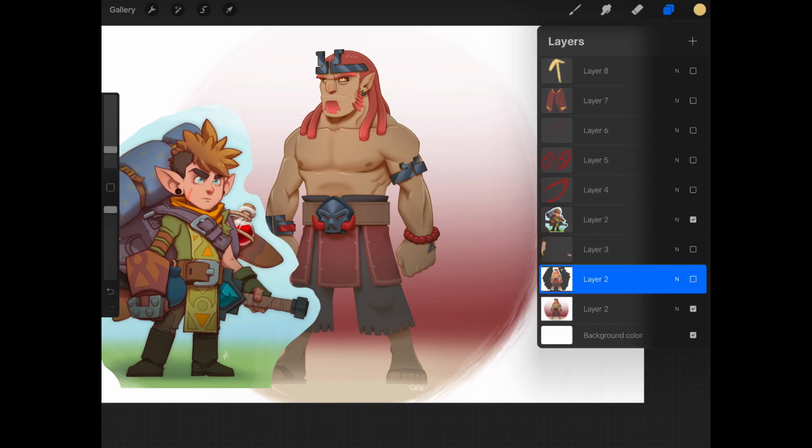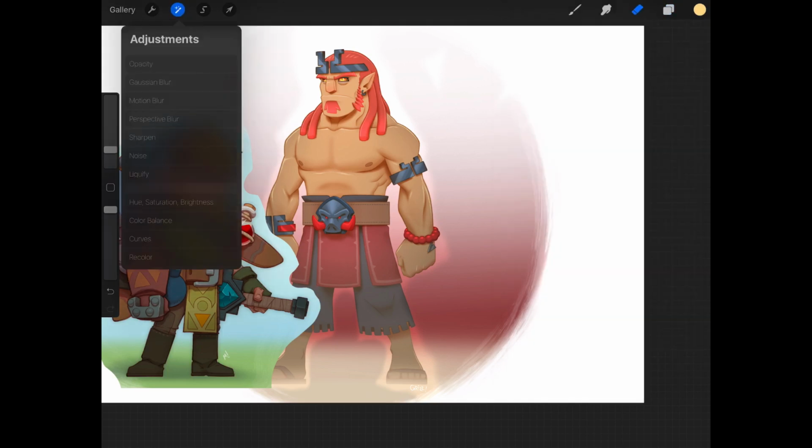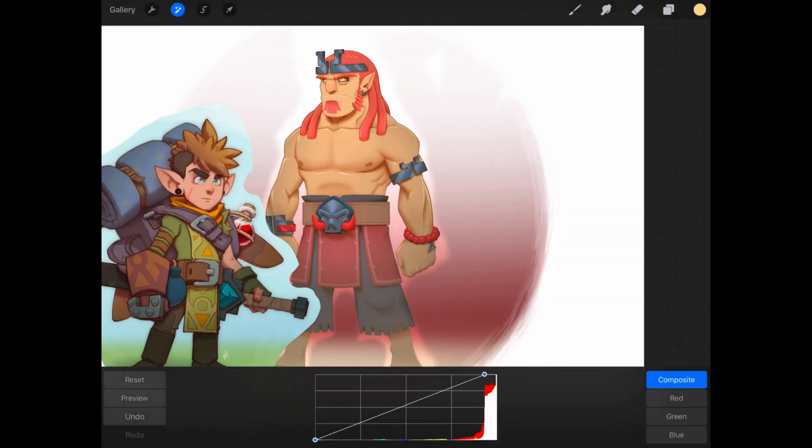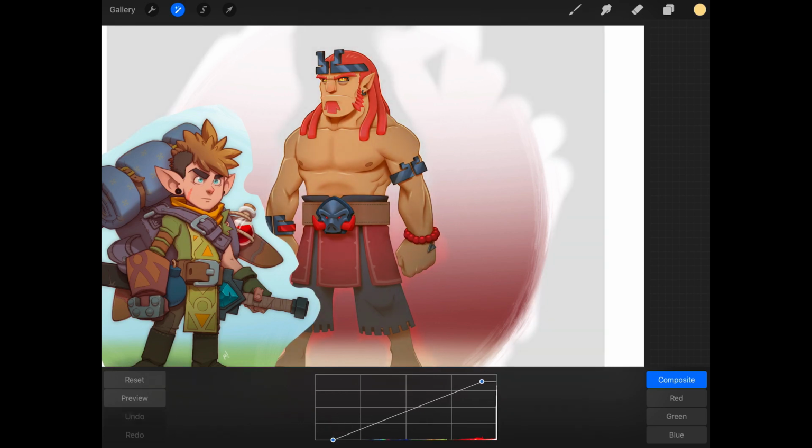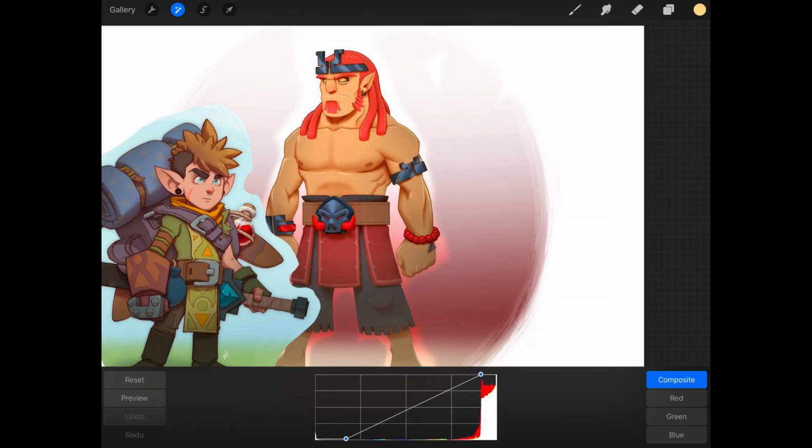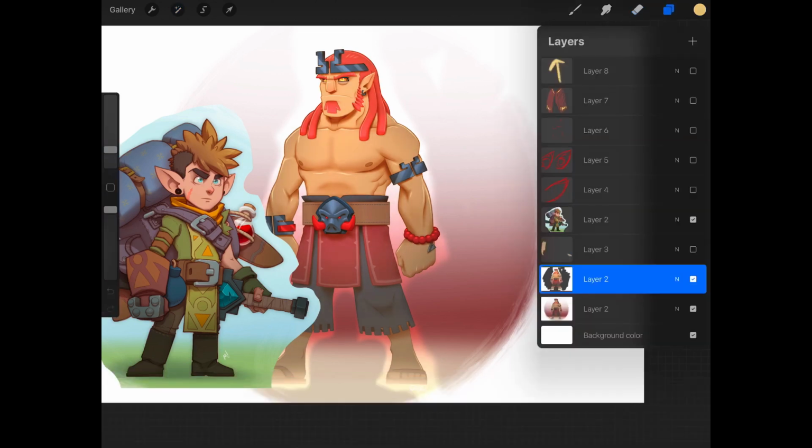So there's Link, and I think that when you put this Ganon next to this Link, he could use a little bit of beefing up of value and saturation. In fact, let's do just a little bit of curves just to see if we can get a little more. Let's see, preview, boom, boom, boom, boom. Yeah, I mean, that feels better overall.